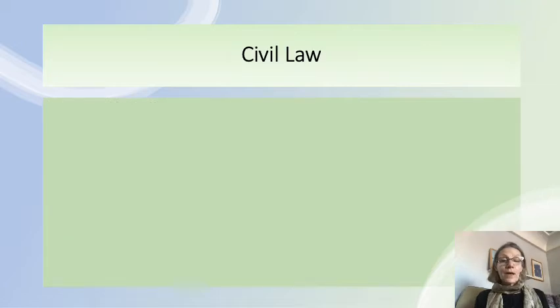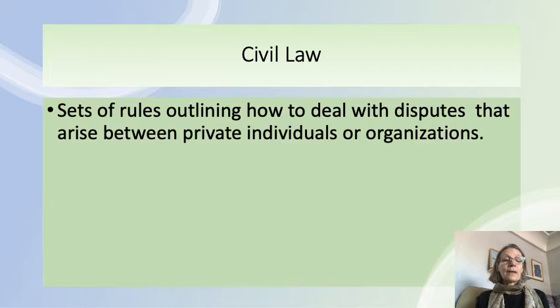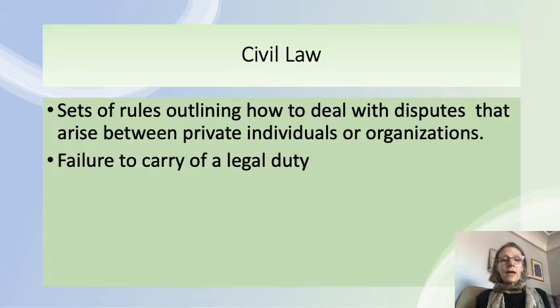All right, so now let's talk about civil law, and we'll talk about how civil law and criminal law overlap, because this is not a class on civil law, but a class on criminal law, but they sometimes overlap. So civil law, this is a definition we already looked at earlier. It's the set of rules outlining how to deal with disputes that arise between private individuals or organizations. Civil law also has to do with sometimes a failure to carry out a legal duty, although sometimes failing to carry out a legal duty could actually be a criminal offense as well.